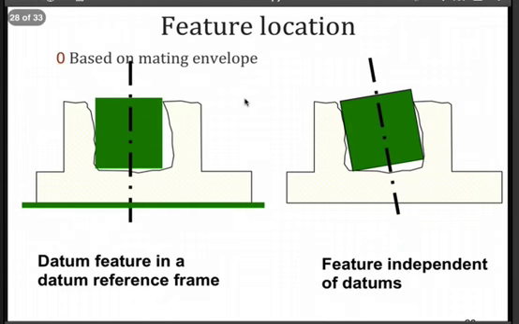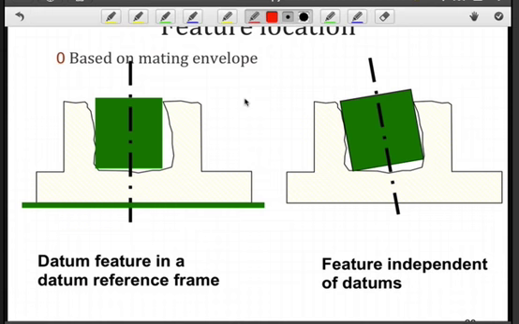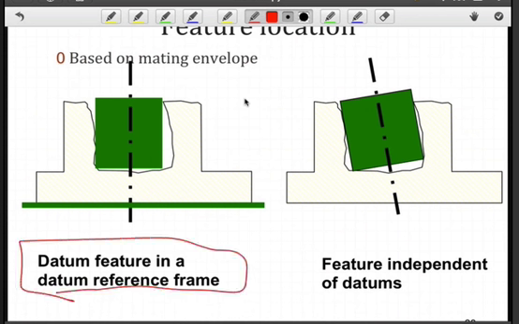Feature location for a slot that's based on a mating envelope, as we saw in the previous example. Again, we can have two possibilities here. The one on the left, if the feature is being used in a datum reference frame, for instance, we have a primary datum, this bottom surface. Now, if we want to use this feature in our datum reference frame, we will have to orient this mating envelope with respect to this datum, and then find the largest box that fits inside of that feature.